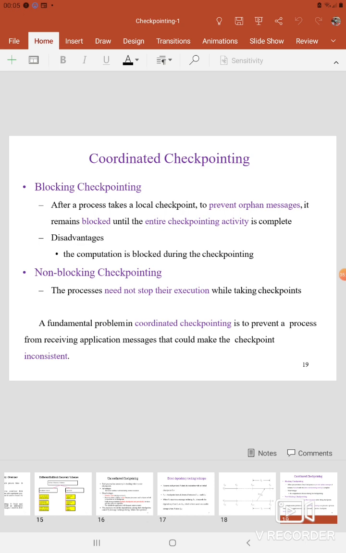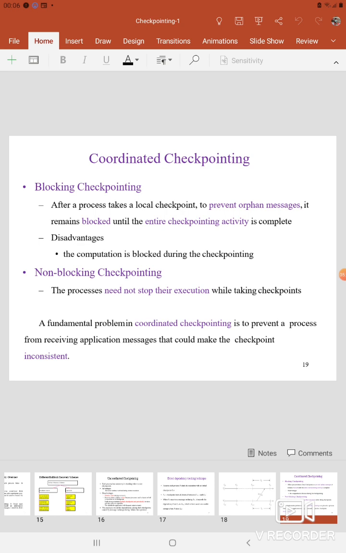That's about uncoordinated checkpointing. The next one is coordinated checkpointing. Under that we have two types: blocking checkpoint and non-blocking checkpoint. So what is blocking checkpoint? The name itself implies that after a process takes the local checkpoint, the process should remain blocked until all the processes take their checkpoints, that is, until the entire checkpoint activity is complete.